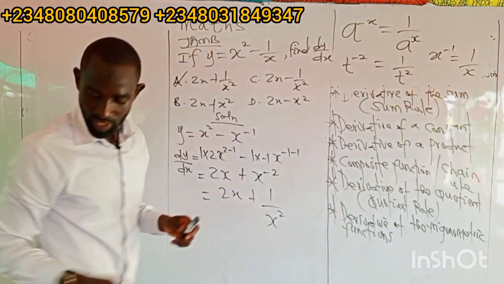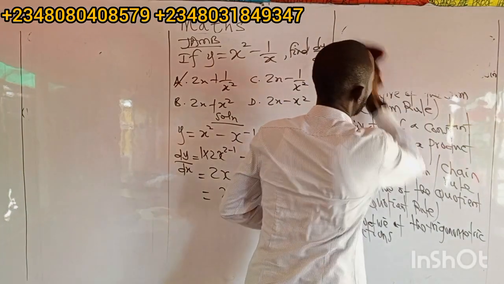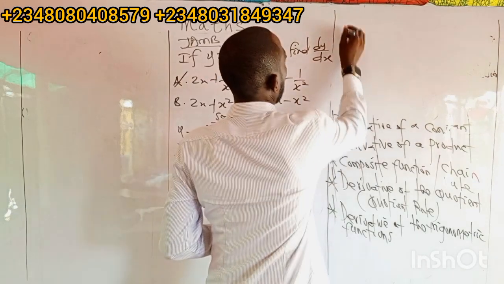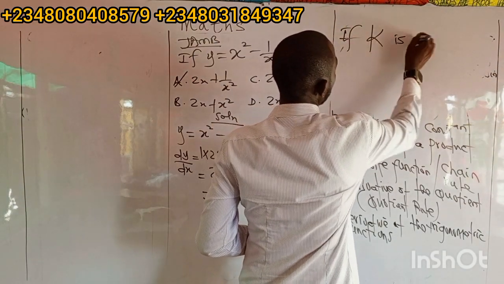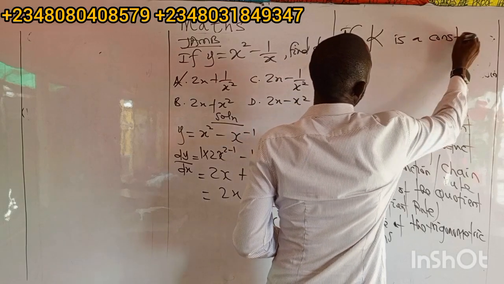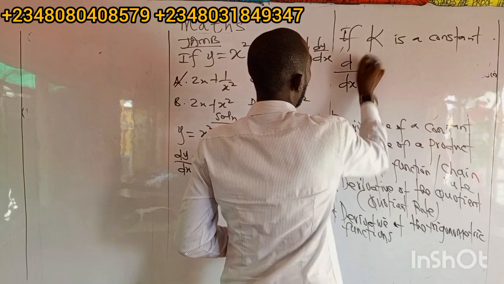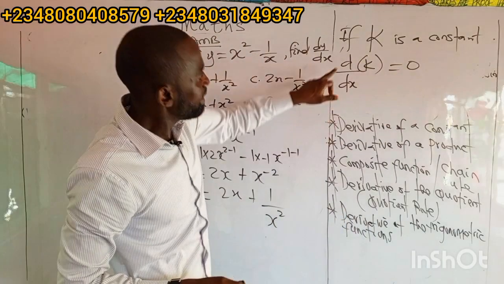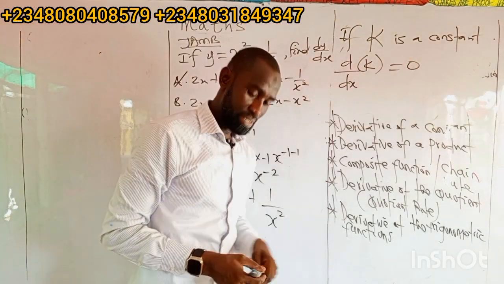So let's go. If k is a constant, if k is a constant, the derivative with respect to x of a constant is 0. Meaning d/dx, find the derivative of a constant, it is 0.